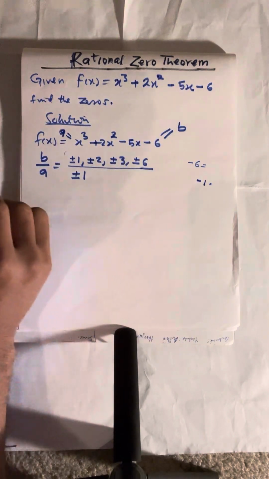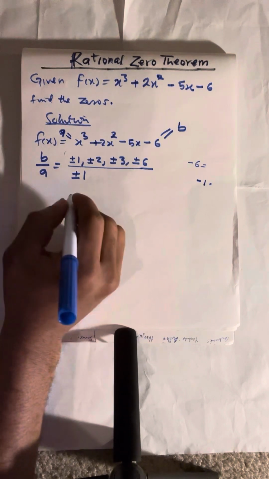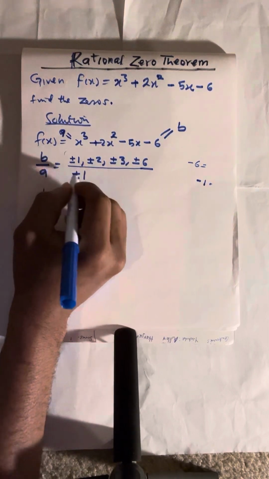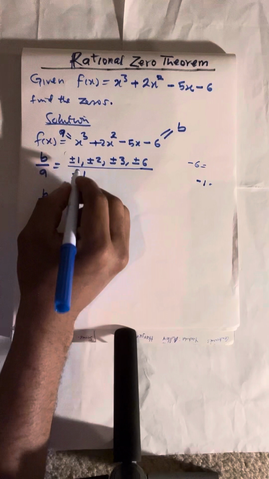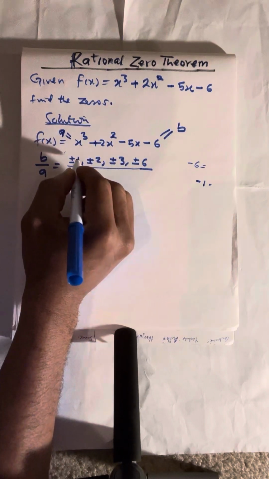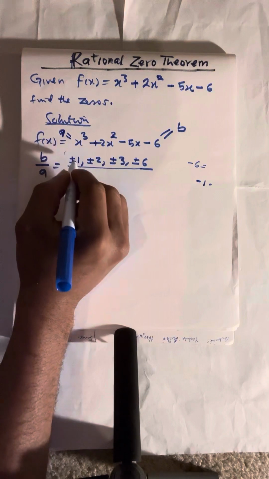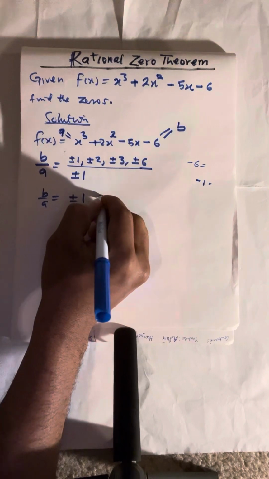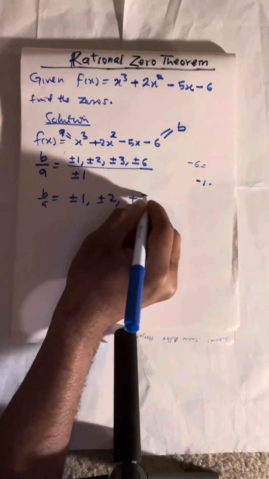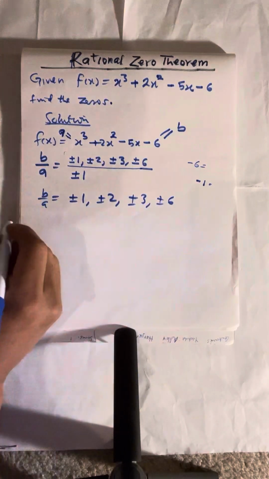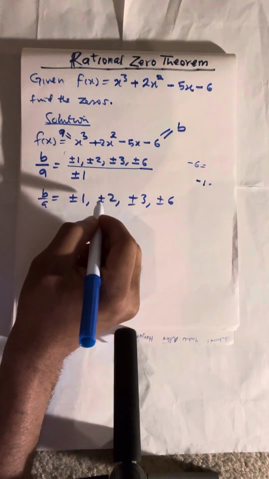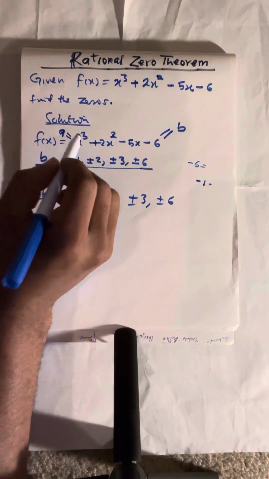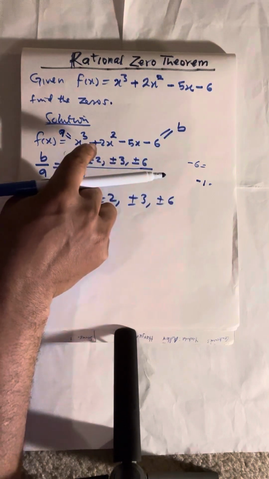So let's proceed. In other words, for b over a, the only values we get when we divide the numerator by the denominator are plus or minus 1, plus or minus 2, plus or minus 3, and plus or minus 6. From here, I could keep testing values to see which gives me 0. When I find the one that gives me 0, I've found one of the zeros of this function.